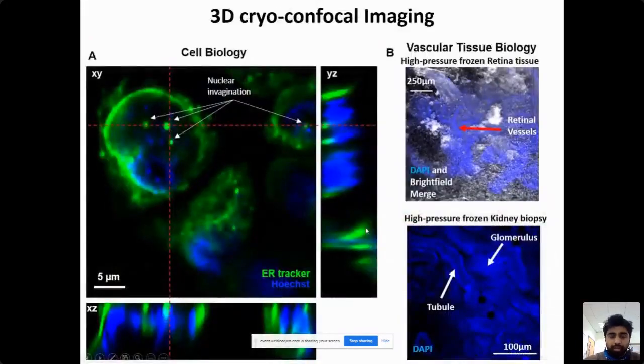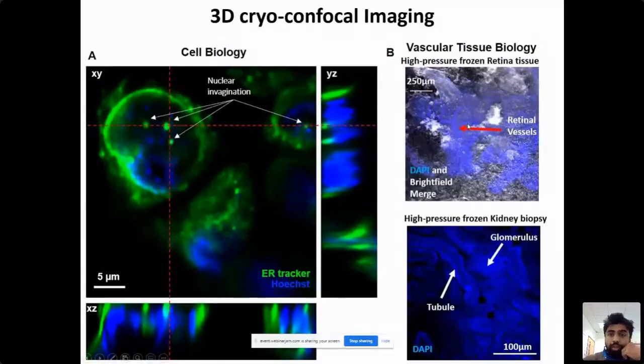So this is an example of how our images look. On the left here, we're looking at nuclear invaginations in cancer cells. This is an MCF7 breast cancer cell labeled with an endoplasmic reticulum dye, and it basically allows us to look at nanoscale nuclear pore invaginations. And we can see how we can look at it in 3D. And for my interest, I look at vesicles as well, so I approached that on another side.